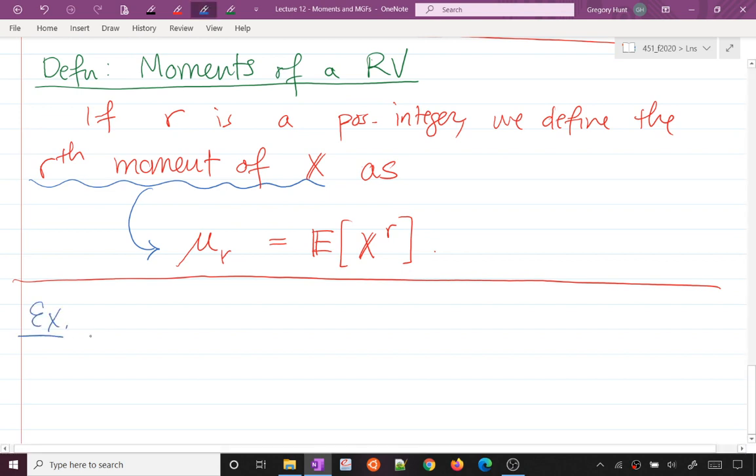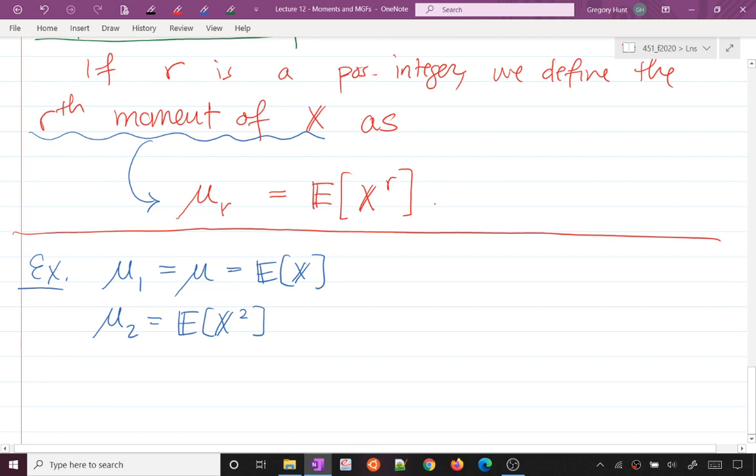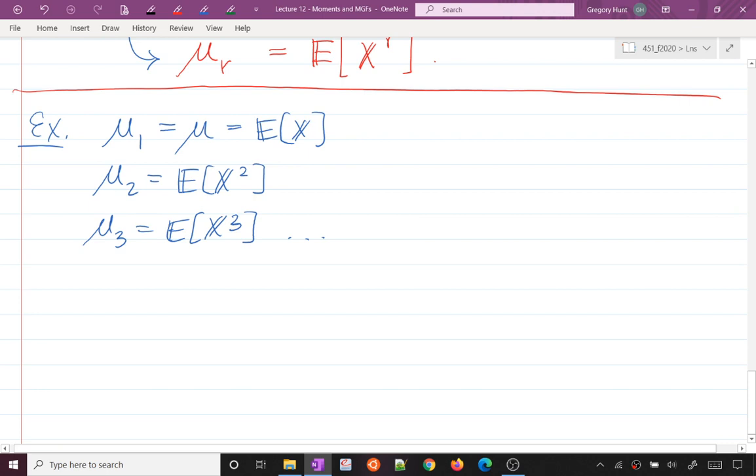You know, we've already seen some examples of this. Mu sub 1, which often is just denoted as mu, is the expected value or the mean of the random variable. Mu sub 2 would be the expected value of the random variable squared. We saw that mu1 and mu2 together can give us the variance. But you could also talk about mu3, which we haven't really seen, but it would be the expected value of the cube. And you can imagine more examples. So these are called the moments of the random variable.